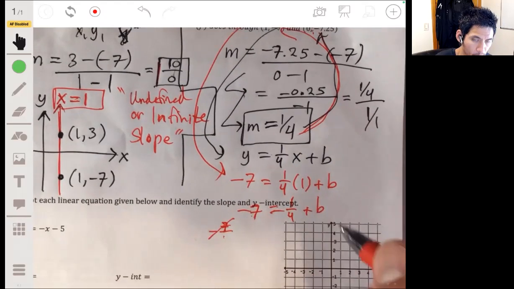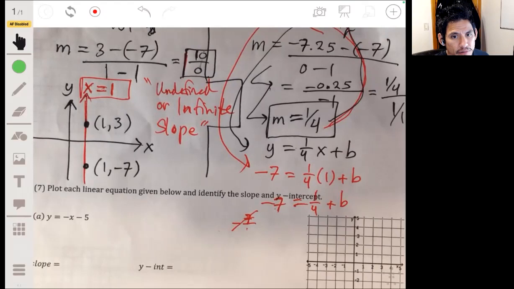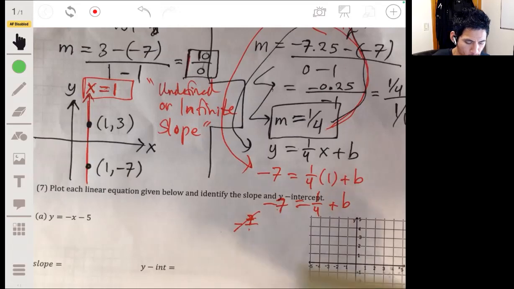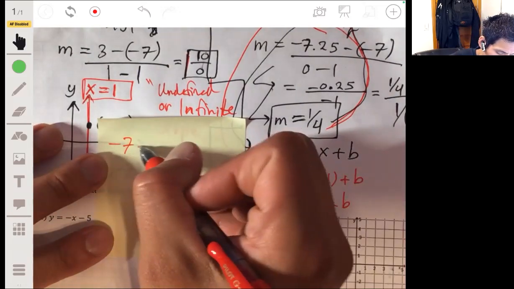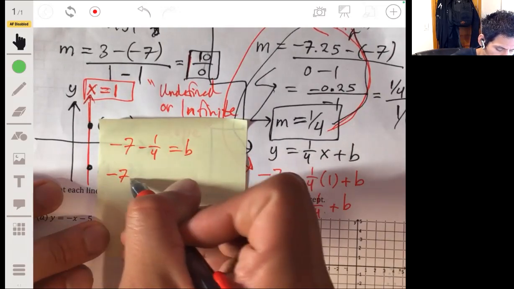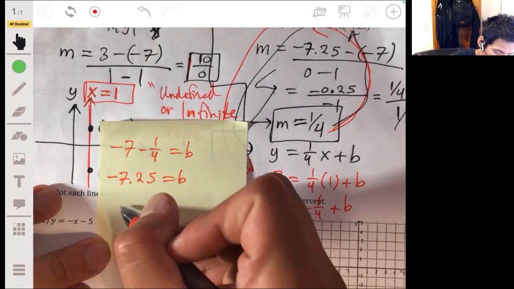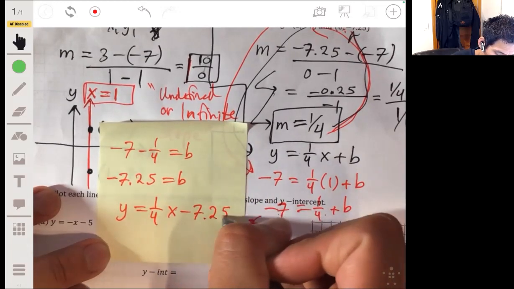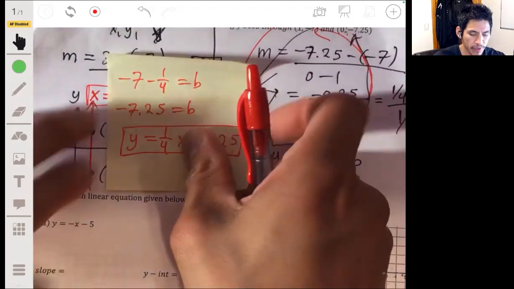Let me get my sticky note because I don't want to write on this thing. Going over here, -7 minus 1/4 equals b. And this is just -7 and 1/4 or -7.25 equals b. And then we plug that into our equation and we have y equals 1/4 x minus 7.25. There we go.